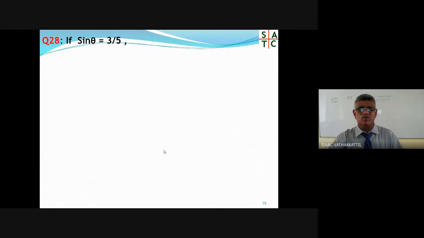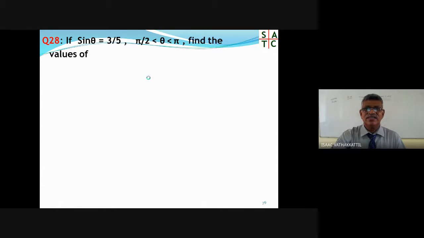I can ask in between also. Now suppose you have sine theta equal to 3 by 5, and theta in the range pi by 2 to pi. Which quadrant is pi by 2 less than theta less than pi? Second quadrant. Find the values of the other trigonometric functions.